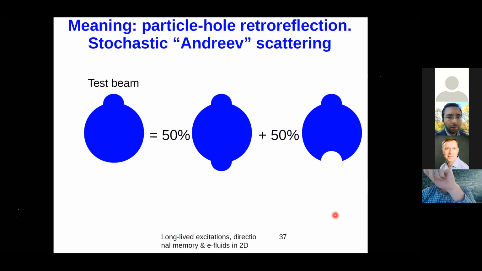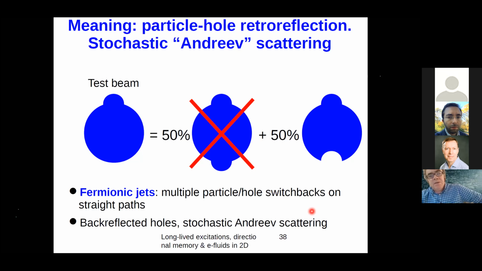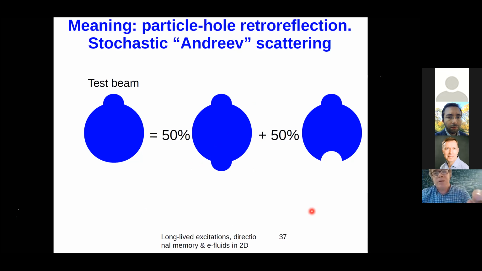But before talking about that, I want to talk about the meaning of that one-dimensional diffusion that you discover after you do separation of scales and, in the Boltzmann equation, integrate out fast relaxing modes. So let me consider the following Gedanken experiment. Let me inject a particle in my Fermi sea, and the particle would be a bump on the Fermi surface. That would be my test beam.